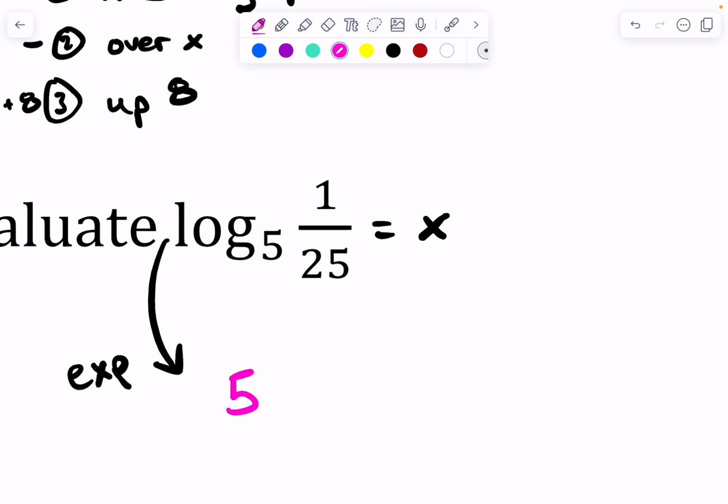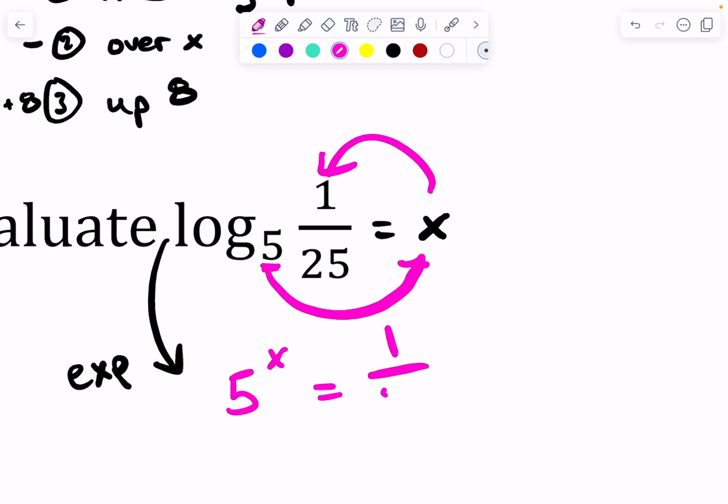So my base is still 5. This guy stays in the same spot. But then these two switch. It's kind of like that circle pattern. So 5 to the x power equals 1 over 25. Now, I have to figure out what x is. That's what I'm solving for.